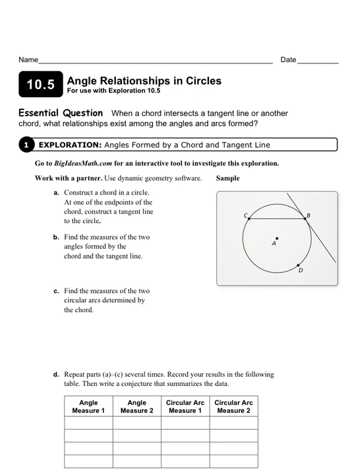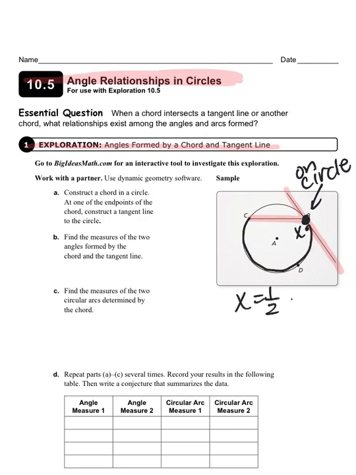Okay, we are learning about angle relationships in circles, and our first exploration looks at when we have an angle formed by a chord like BC and a tangent like line B. The vertex is still on the circle. So just like our inscribed angles, this angle X will be half of its intercepted arc. You're welcome to play around with the geometry tools to discover that on your own.